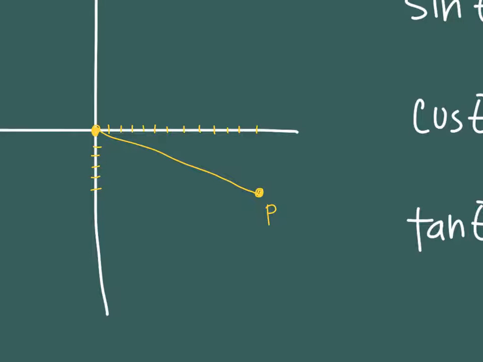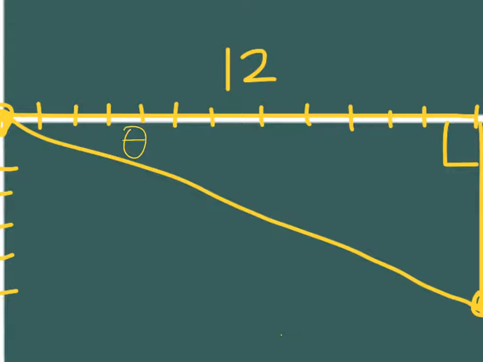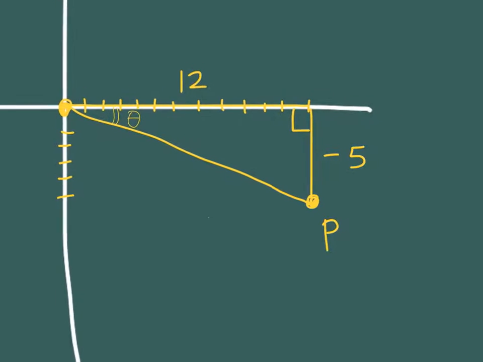I am going to make sure that I have a positive side length of 12, and then because I'm in quadrant 4, I will have a negative side length of -5. So I knew I counted over 12 and I counted down 5. My right triangle needs to go in the corner that is touching the x-axis. And my theta needs to go in the corner up here by the origin. So now I've drawn the reference triangle.